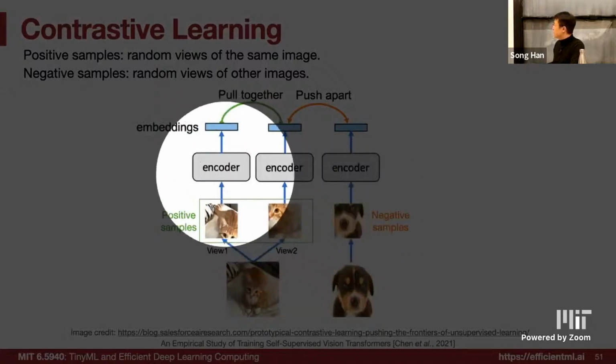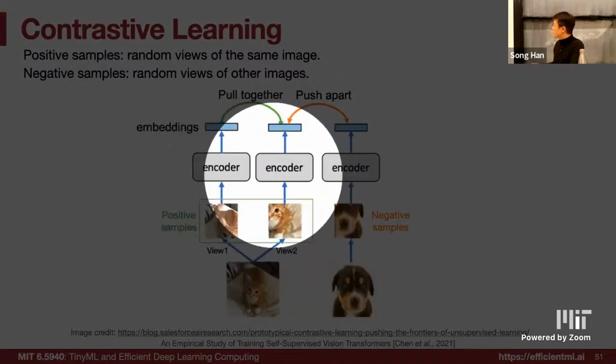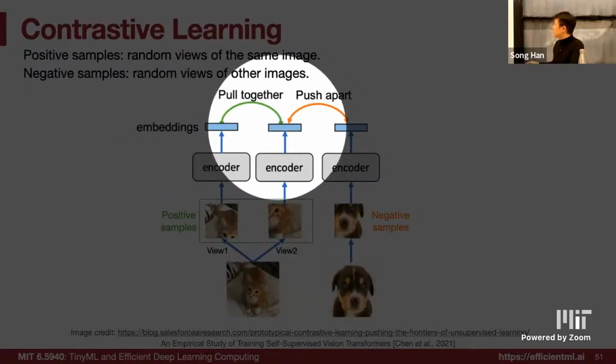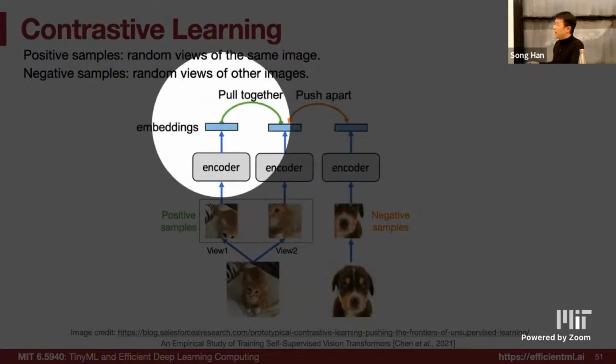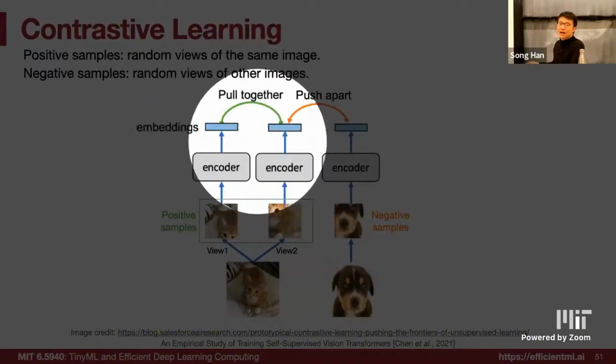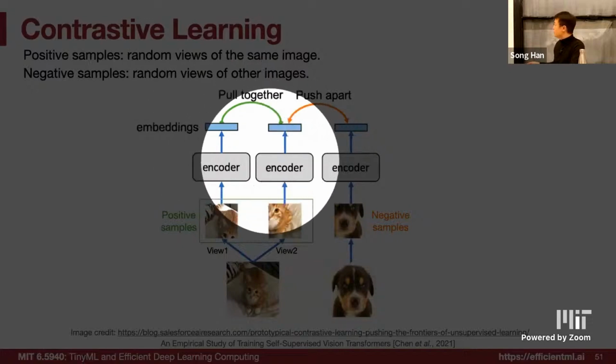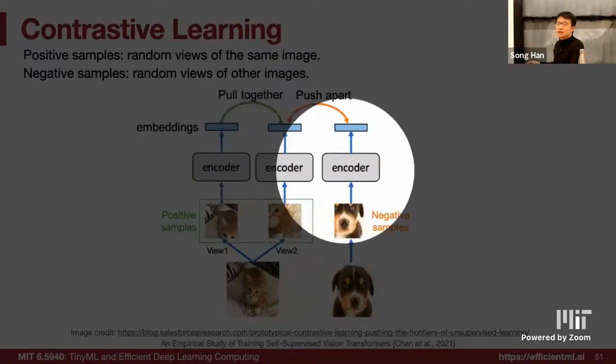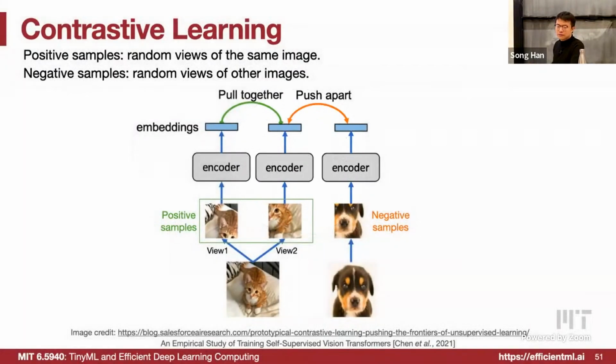Both the cats pass through the image encoder and then get an embedding. The embeddings from the cats should be similar to each other. So we are going to apply the loss to pull together the features from the cats and pull apart the features between the cat and the dog.